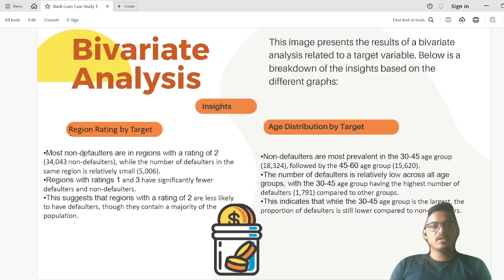The most non-defaulters are in the region with the rating of 2. That means 34,043 non-defaulters, while the number of defaulters in this same region is relatively small, that is 5,006. The regions with rating 1 and 3 have significantly fewer defaulters and non-defaulters. This suggests that the region with the rating of 2 is less likely to have defaulters, though it contains a majority of the population. Okay.